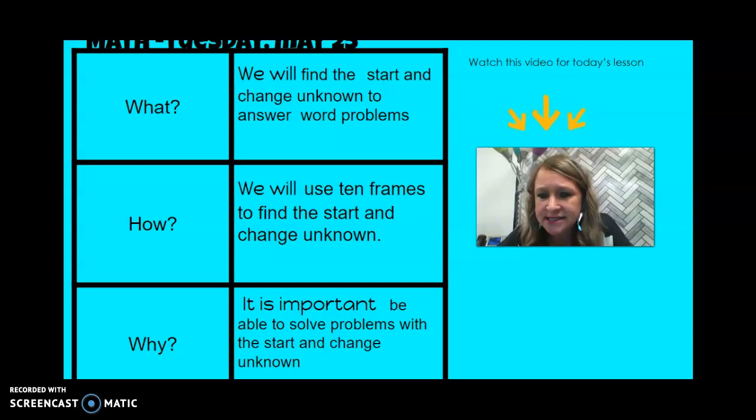So today we will find the start and change unknown to answer word problems. How will we do this? We will use 10 frames again to find the start and the change unknown. Why? Because it's important to be able to solve problems with the start and the change unknown.